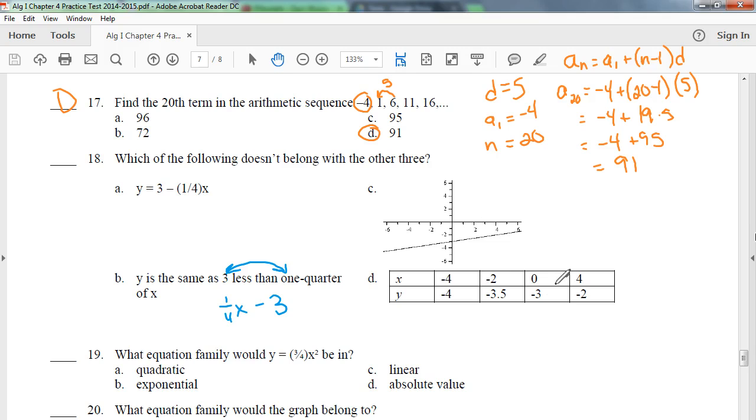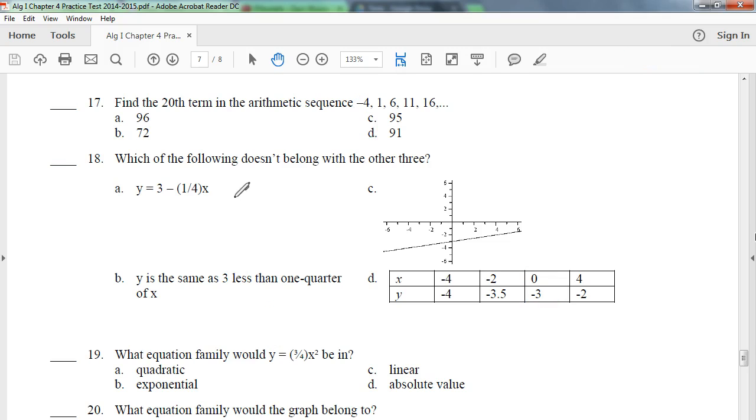So you might start by trying, just plug in 0 here. 0 in here would be 3 minus 0, and that would be 3. 0 in this one would be 0 minus 3, which is negative 3. And so D and B match, which means that A must be the odd man out. So 18 is A. If you were to graph this in the calculator here, you would end up with this graph as well. That would tell you that C matches B rather than A.